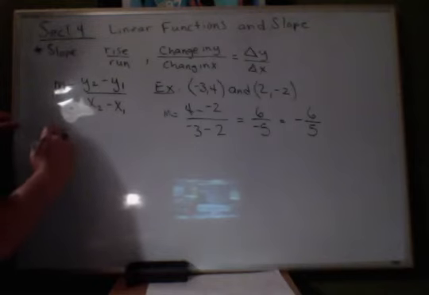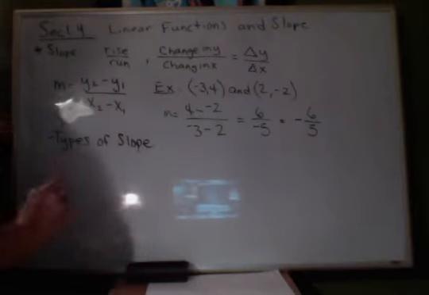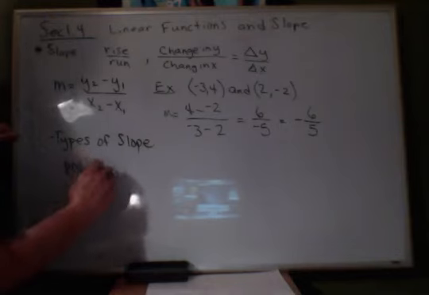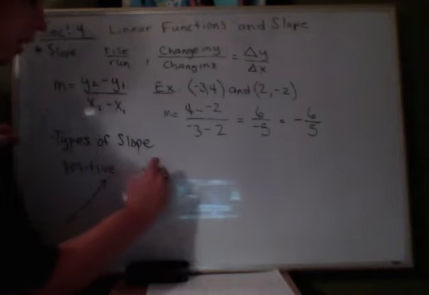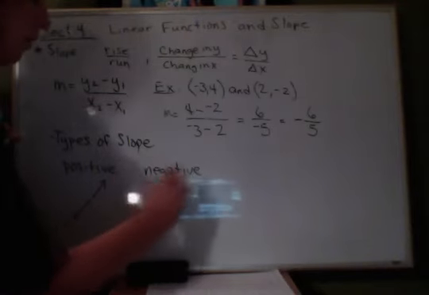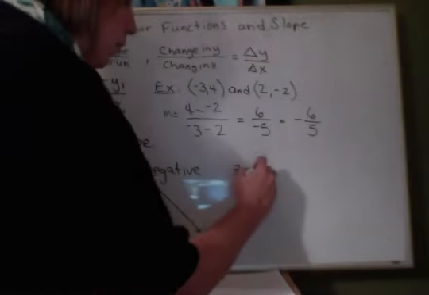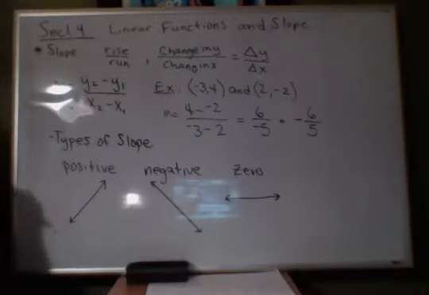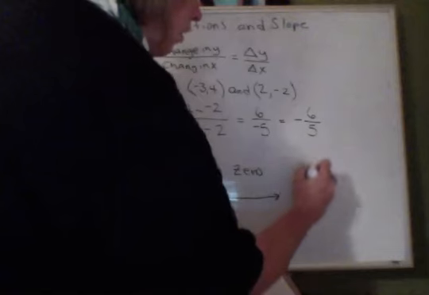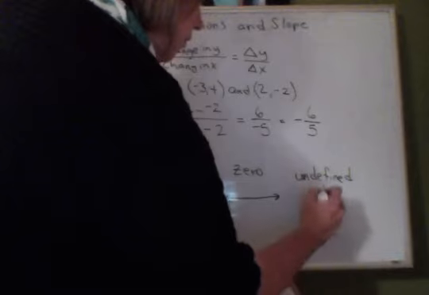Okay. Let's talk about some different types of slope. We're going to look at just 4 different ones. We can have a line with positive slope, which would be in this general direction. We can have a line with negative slope, which would be in this general direction. We can have a line with 0 slope, which looks like this, a horizontal line. And we can also have a line with undefined slope, which is vertical.